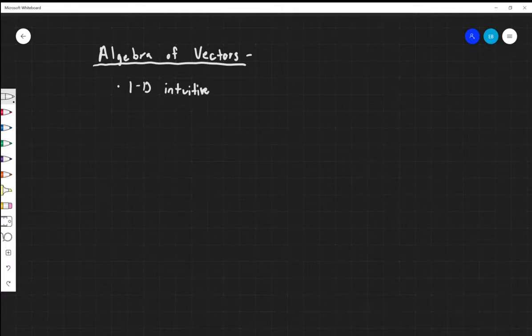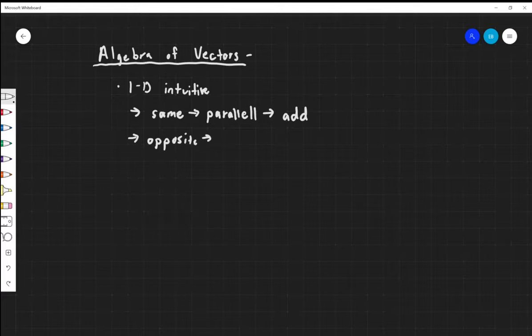Okay, if two vectors are going in the same direction, then they're said to be parallel. And these kinds of vectors, you could just straight up add them. And if two vectors are going in opposite directions in 1D, they're said to be antiparallel. So if your vectors are going antiparallel, then you don't add them, you subtract them. Okay. That's pretty easy, pretty straightforward.